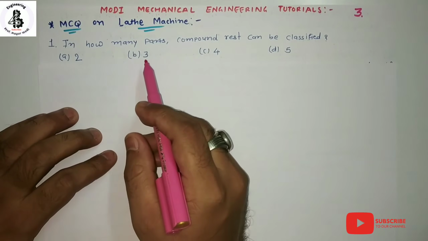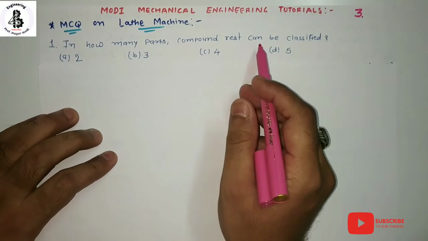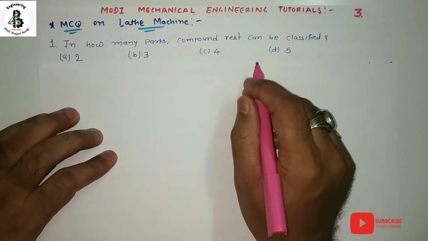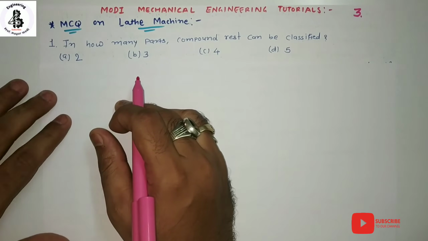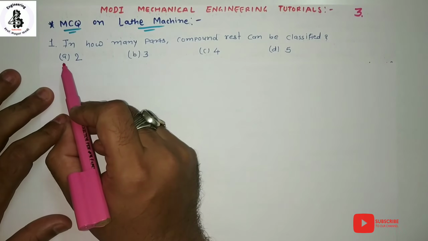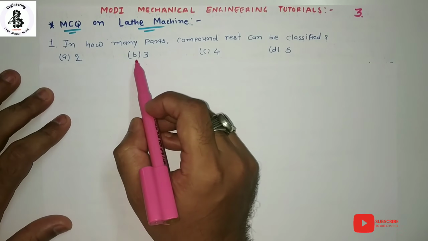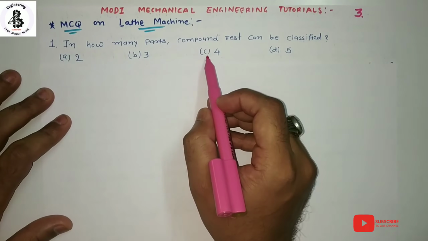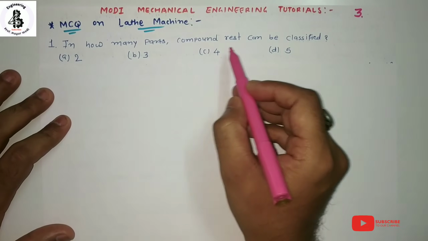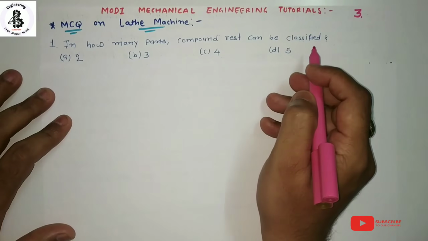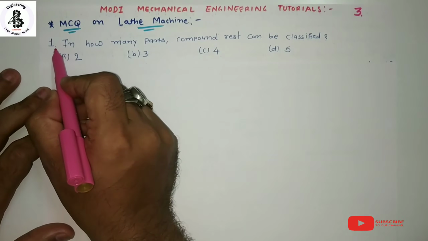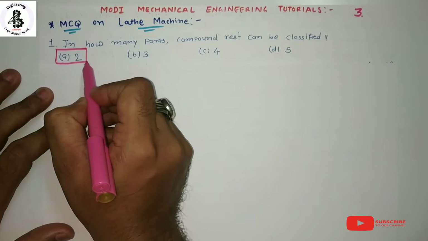In how many parts can compound rests be classified? Basically, compound rests are classified into two types, swivel type and top slide. So according to the options, let us see. Option A 2, option B 3, option C 4 and option D 5. Since the compound rest is classified into two types, swivel type and top slide, the right answer is A, equal to 2.